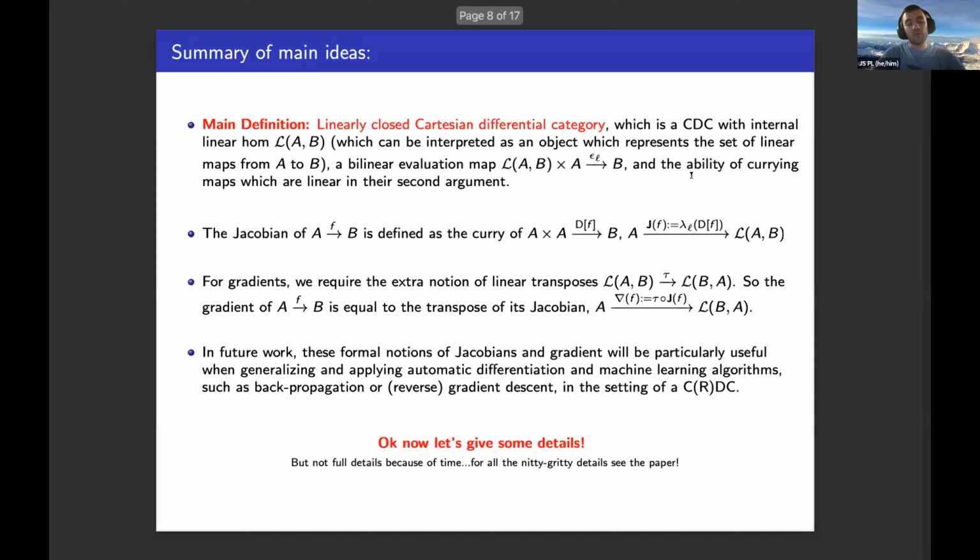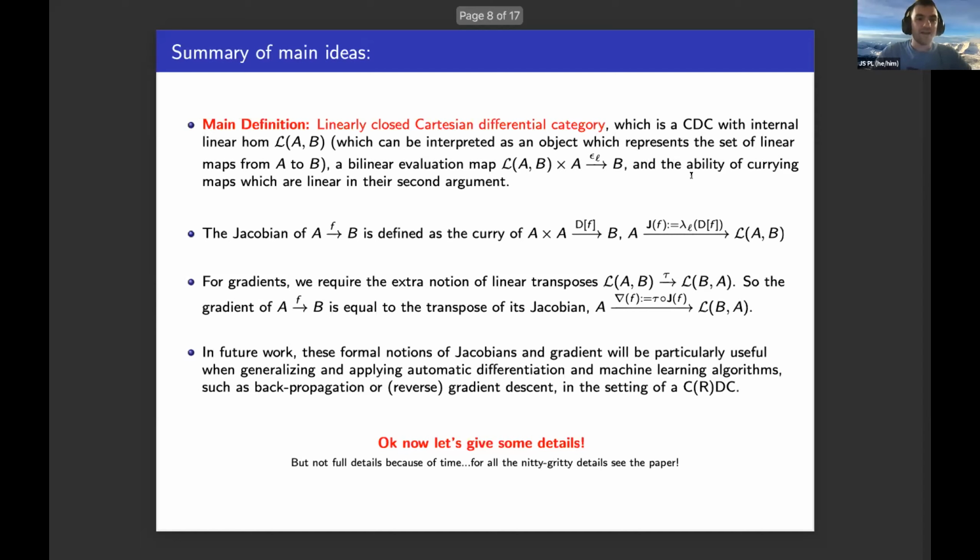And so hopefully, I've already shared these ideas with the people in those application slides, and they seem very interested. I'm hoping that these formal notions of Jacobians and gradients will be particularly useful when we actually sit down and generalize and formalize and even apply these automatic differentiation and machine learning algorithms inside of a CDC or CRDC.